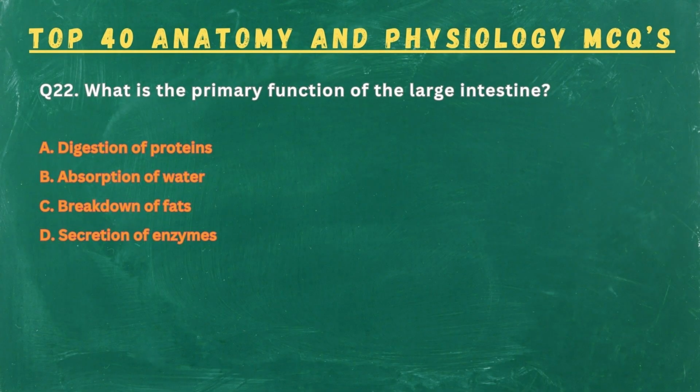Lymphocytes. Q22. What is the primary function of the large intestine? A. Digestion of proteins. B. Absorption of water. C. Breakdown of fats. D. Secretion of enzymes. Answer: B.